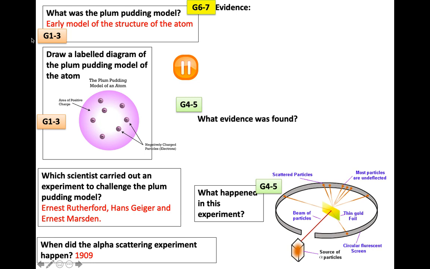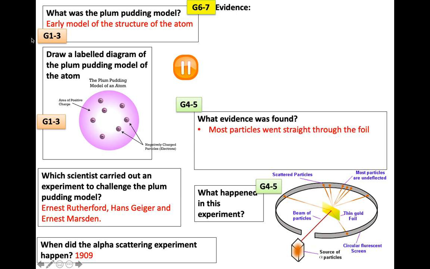The setup of the experiment is done by a diagram, or if you'd rather do a description, that's also okay. Evidence that was found: most particles went straight through the foil, some alpha particles were deflected by small or large angles, and some came straight back.